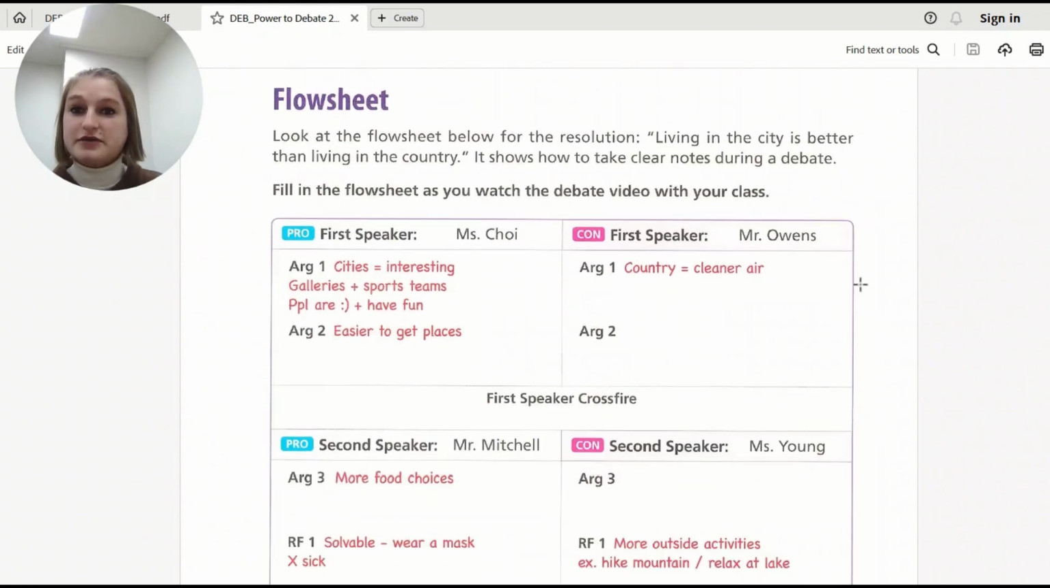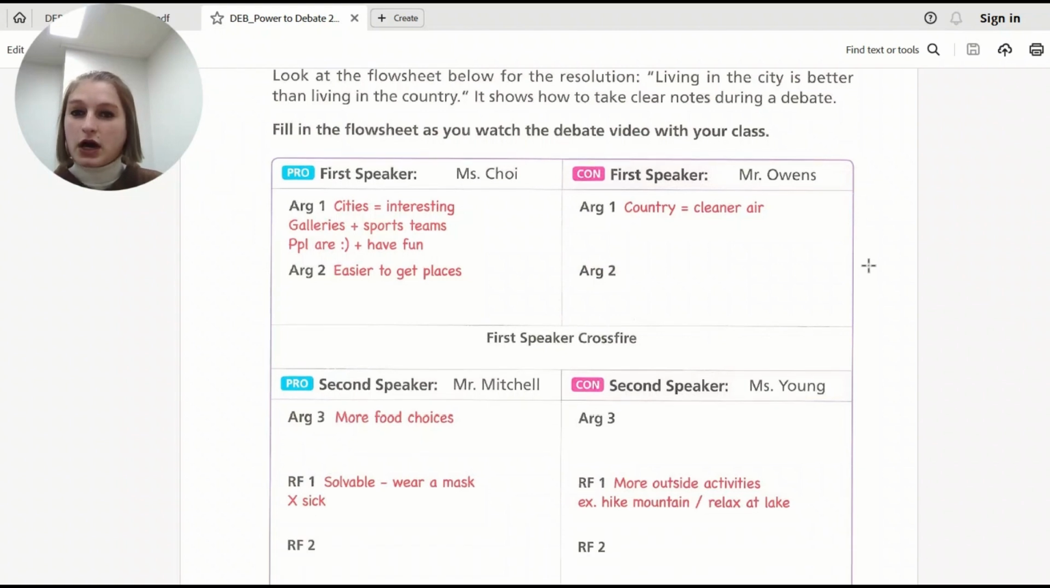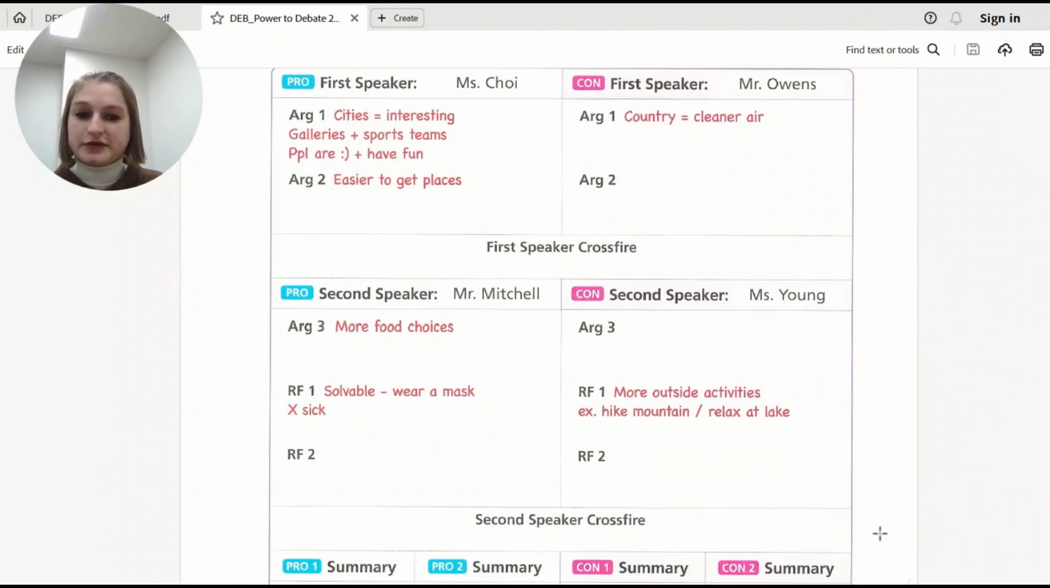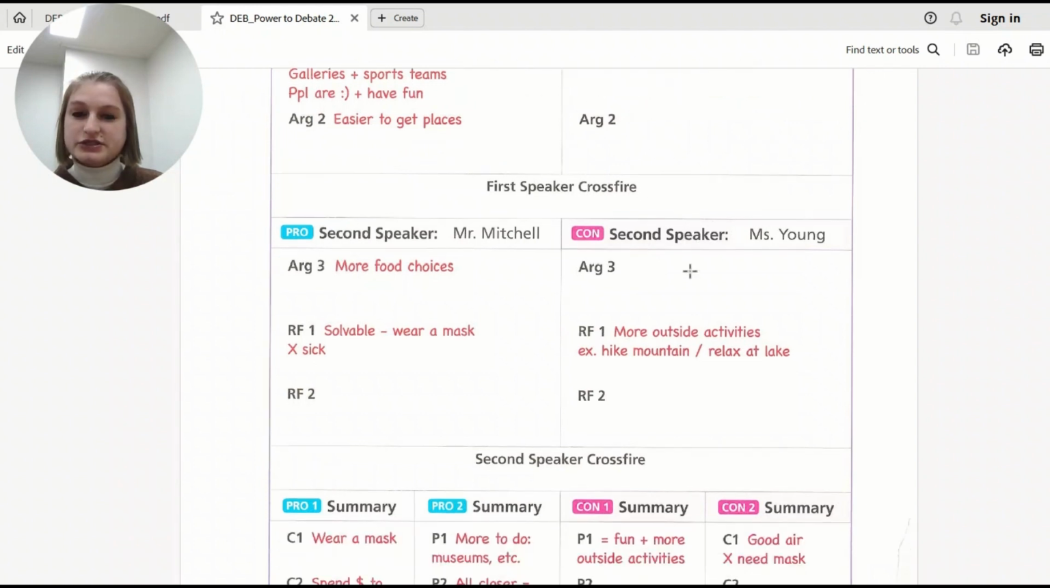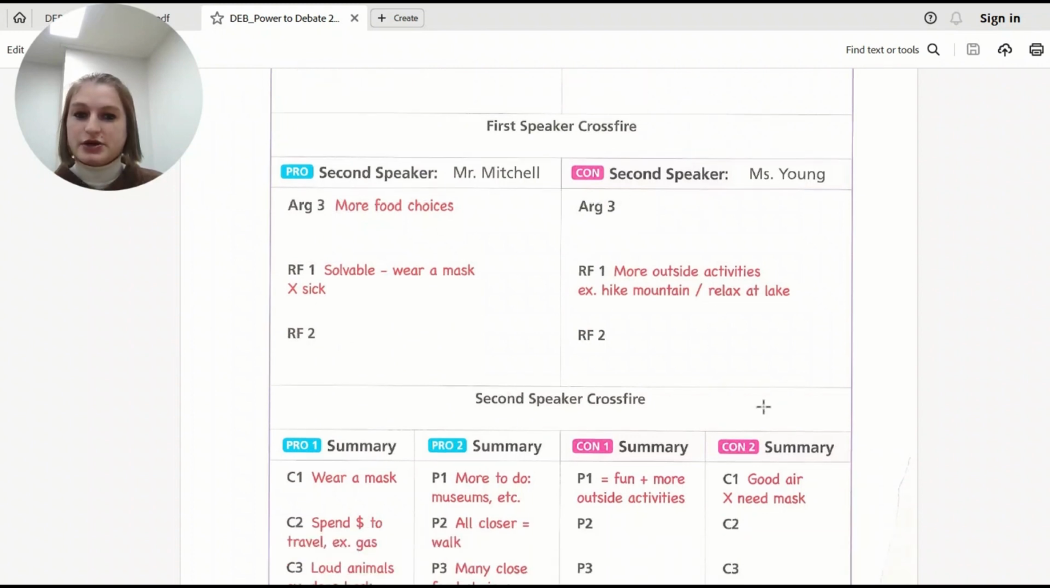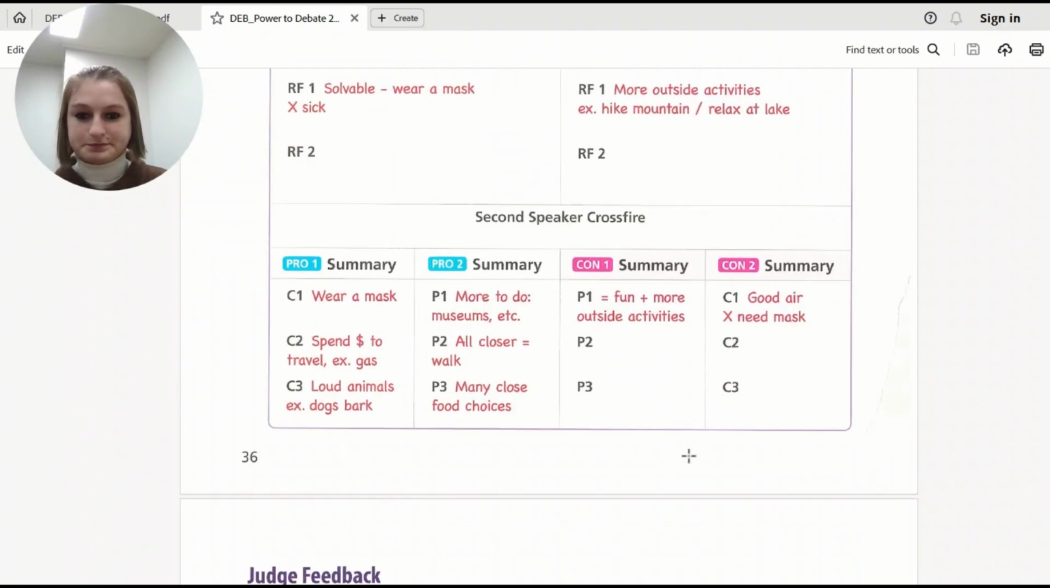And again, here's what the flow sheet kind of looks like for Honors 2. This is what you will fill out when it comes to the pro first speaker, first and second argument, con first speaker, first and second argument, crossfire questions. You'll fill out the arguments and refutations, crossfire, and then the summary speeches. And again, your teacher, whoever that teacher is, will help you fill out these flow sheets because it can get really hard and really tricky when you're trying to listen to all this information and write it down. So if you need help, ask your teacher for help.